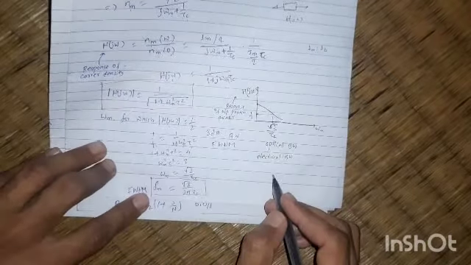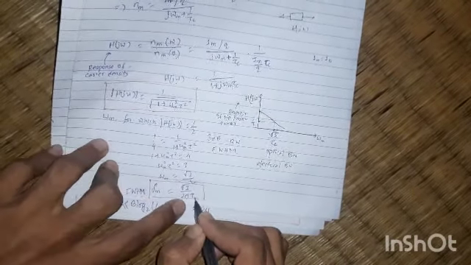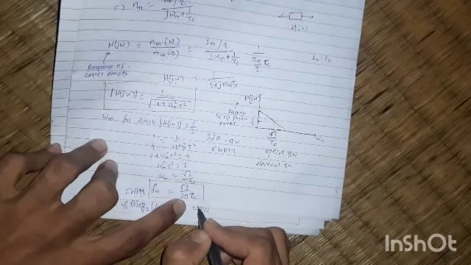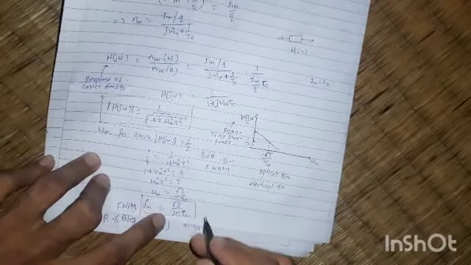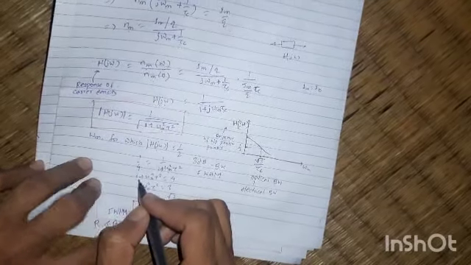So actually our bandwidth depends only upon tau c, the carrier lifetime. The bandwidth only depends on the carrier lifetime. This is all about optical bandwidth.